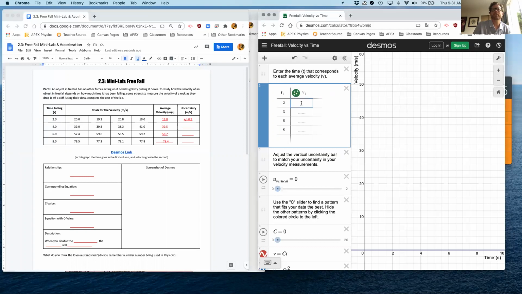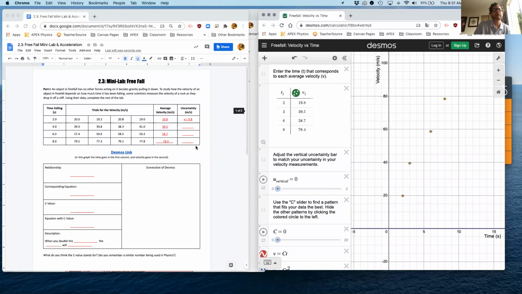And my velocities were 19.8, 39.5, 58.7, and 78.4. Looks like you can't see that last one very well, so I'm going to zoom out a little bit. Okay, bam. Now my uncertainties, I'm going to say my uncertainty is 1. I was lazy to do it, but there you go. Okay. Doesn't look great, but okay.